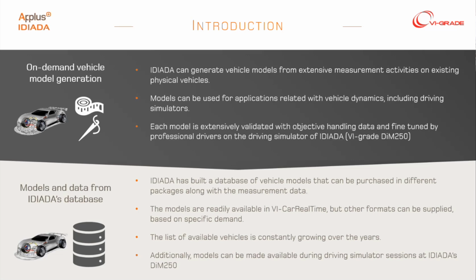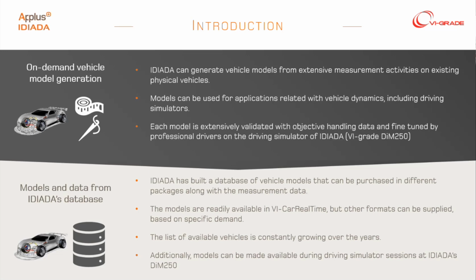So at that point we had the capability of generating vehicle models, but what we have built ever since is a database of these vehicles. We built a database of these vehicles that can be purchased along with the different data that has been used in the validation process as well as in the generation. Those models are available in VI-CarRealTime, although some formats can be supplied if requested on demand, depending on the model and the demand itself. And the list of available vehicles is growing very quickly. At the moment, we have quite some vehicles there, but for example, this year we are planning to do testing for modeling up to 20 vehicles, something like that, to keep increasing the database and keep generating these digital twins. So yeah, that's pretty much why we need the models and what we have done with these models.